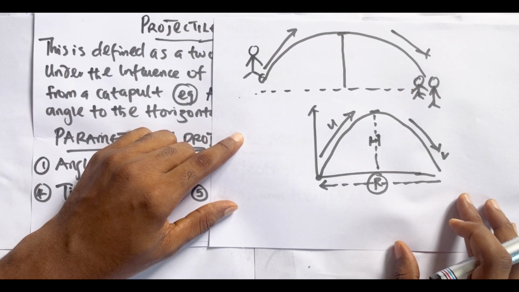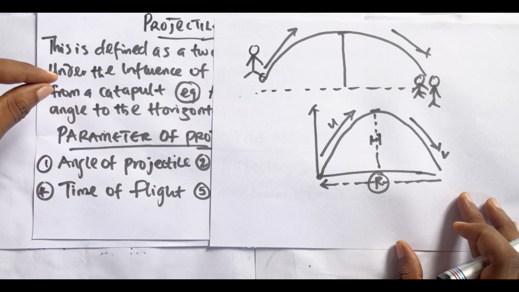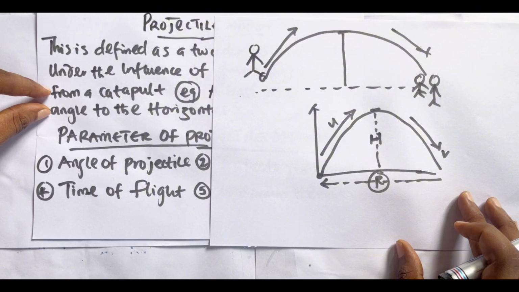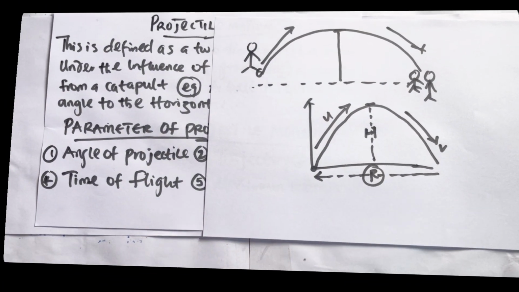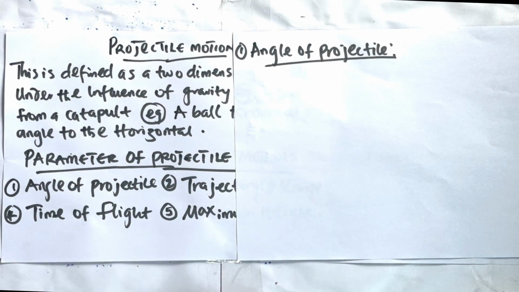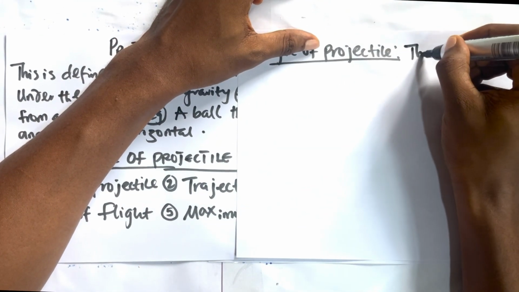These are called the parameters of projectile. We'll be looking at them in this video, defining them, talking about their equations, and applying them to solve problems. We'll be looking at the angle of projectile. This is defined as the angle which the direction of projectile makes with the horizontal plane through the point of projectile. Let me put this down.